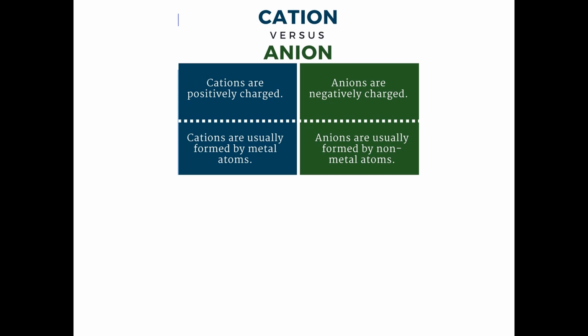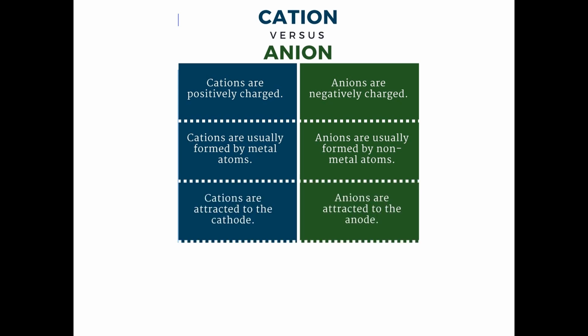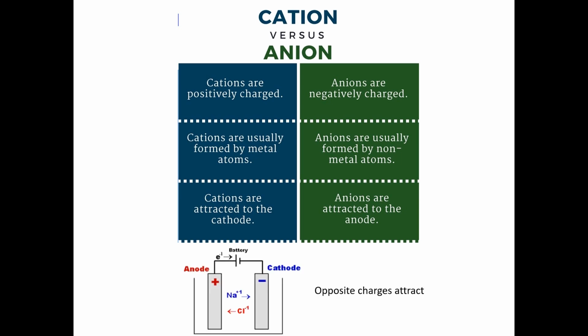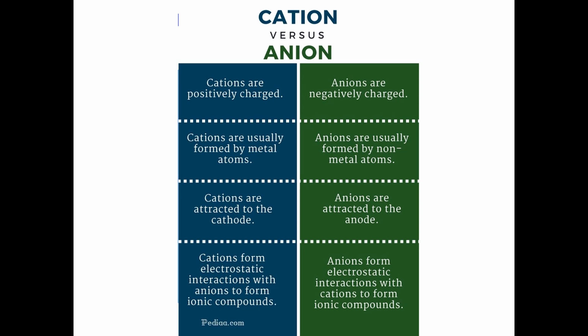Cations tend to be attracted to cathodes, which also have a negative charge, whereas anions are attracted to anodes, which have a positive charge. This will be important later when we talk about things like electrophoresis at the end of the semester. It's also important for working a battery. This is why lithium ions are so useful for battery formation. And last but not least, cations and anions tend to form electrostatic interactions with each other. This means that they're attracted to each other due to their electrical charge.